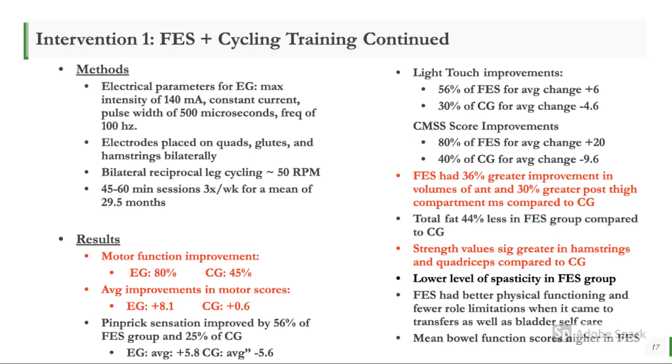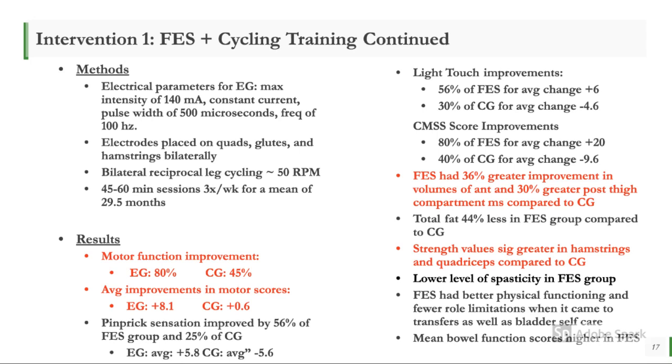In the methods portion of this study, we were given all the parameters for the FES unit, where the electrodes were placed. We know what speed the participants were cycling at, and we know that sessions were 45 to 60 minutes, 3 times a week for a mean of 29.5 months. So everyone kind of did their own amount. And as for the results, there were a lot of outcome measures, but I have highlighted in red the ones that apply to the gait impairment that we are trying to address.